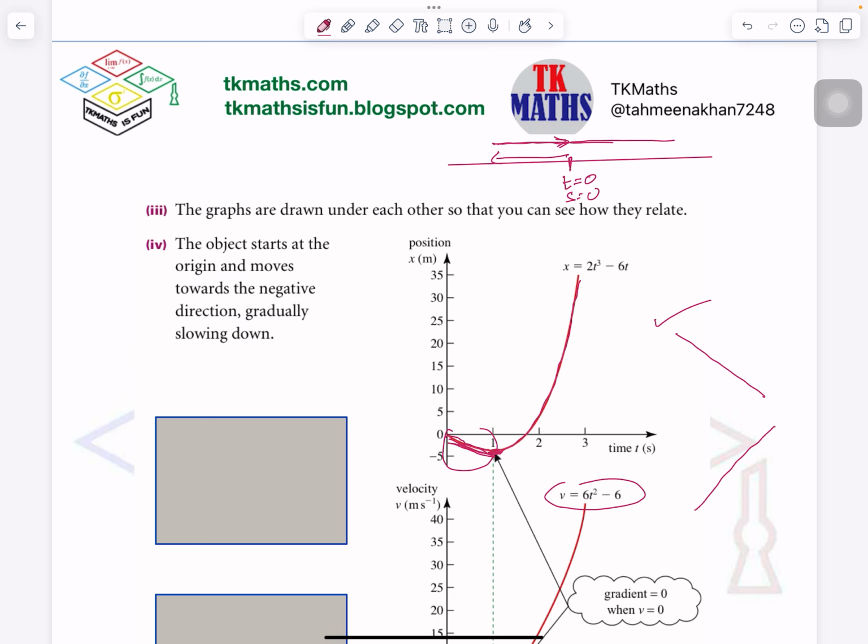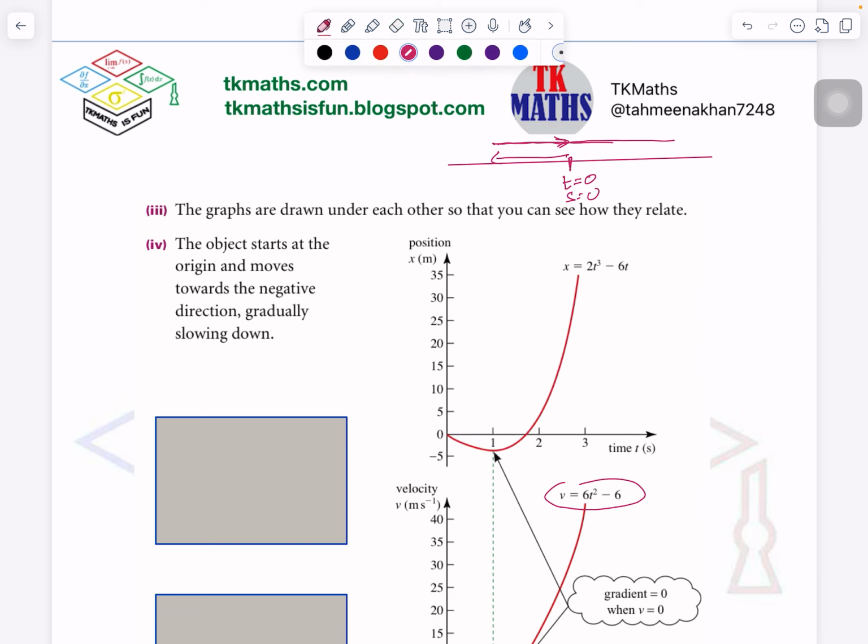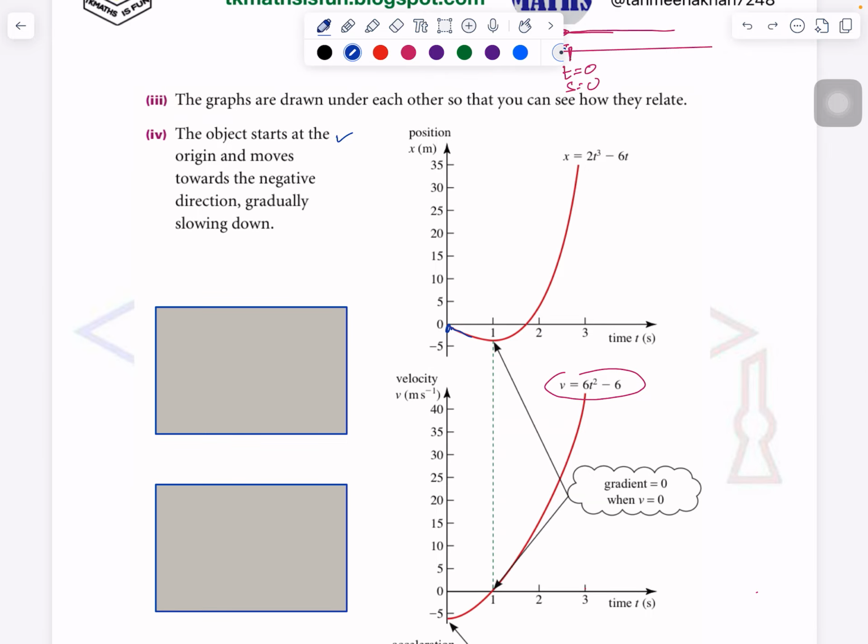So let's see the description here. Let me make it a little clearer also. The object starts at the origin, here it is, towards the negative direction. This is what I told you. Initially it was going in this direction, gradually slowing down because you can see it is like this. If it is like this, it is increasing, but if it is like this, it is slowing down. Now what is the connection between the velocity time graph and position time graph at this point?